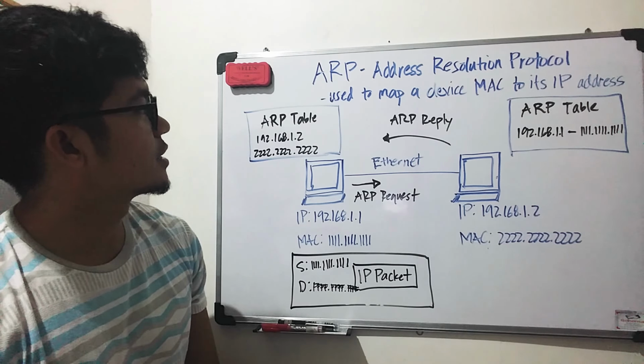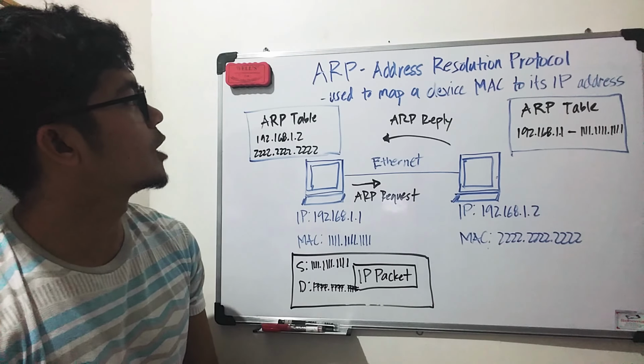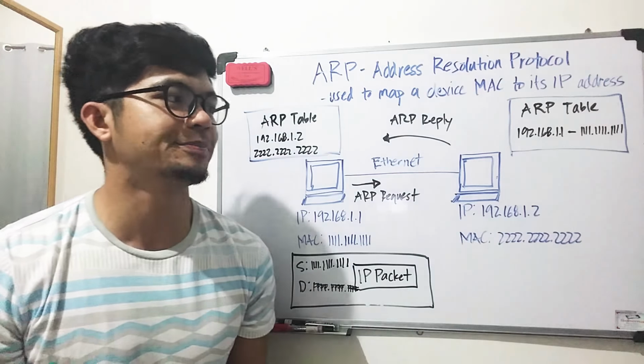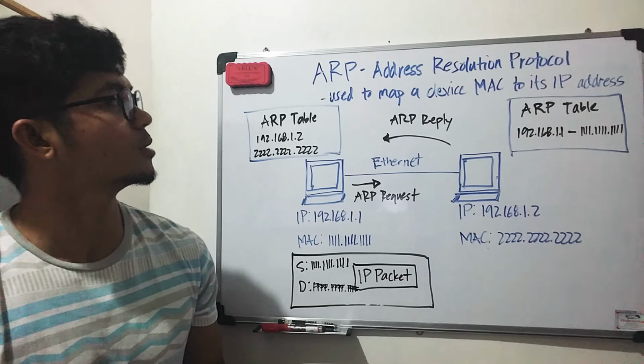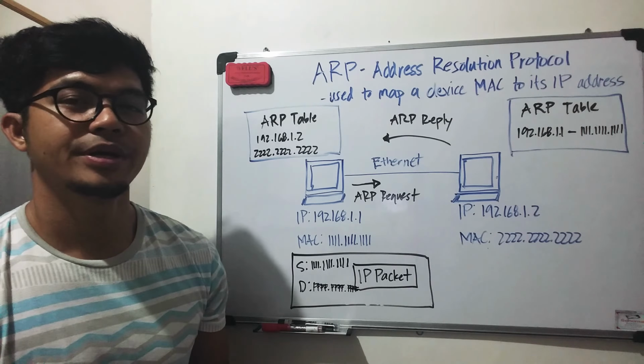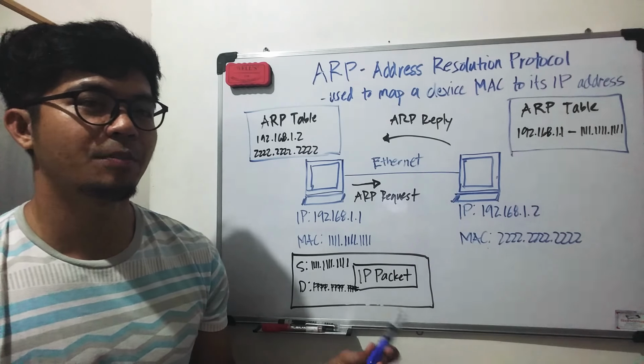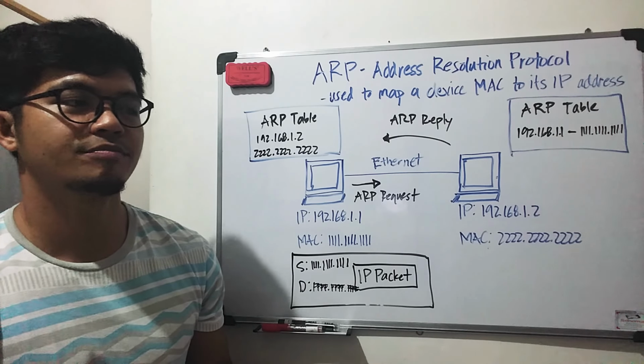So yeah, that's it for ARP. I'm going to talk about other things, like how a switch learns MAC addresses and things like that.